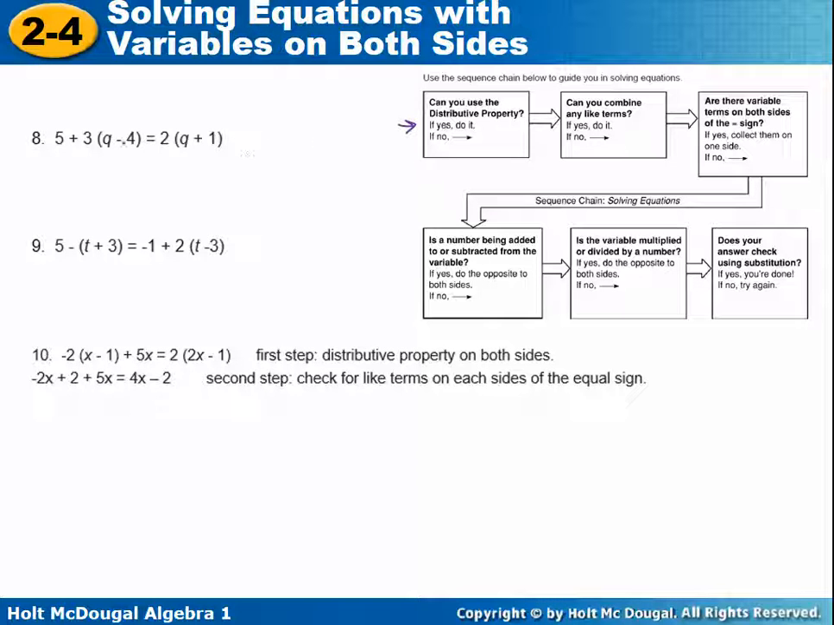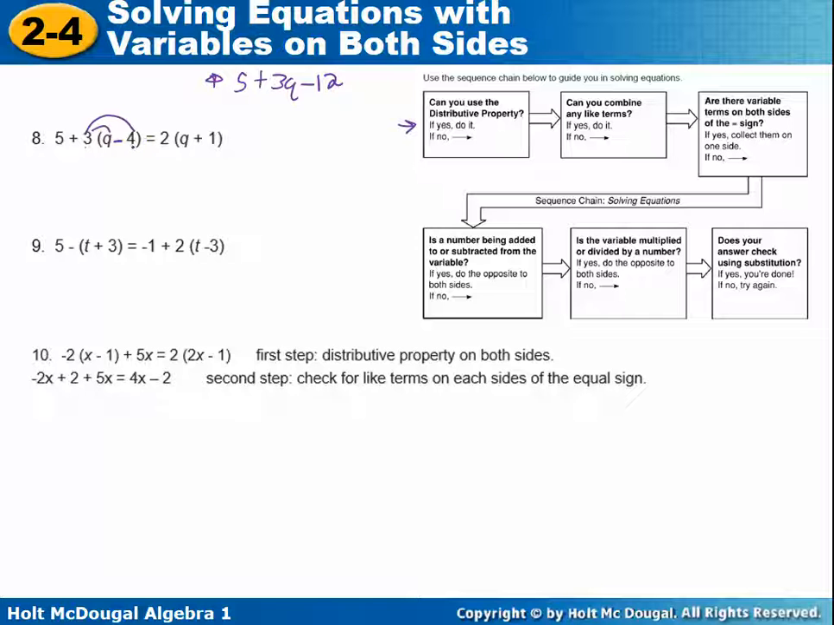If yes, do it. All right, so I'm going to put my answer up here so that I can have enough room to show my work. So we have 5 plus 3 times q. So you have to multiply the 3 times q, and that's just 3q. And then we have to multiply 3 times negative 4. Or you can write the minus sign and then say 3 times 4. Either way, you'll get a minus 12 here.